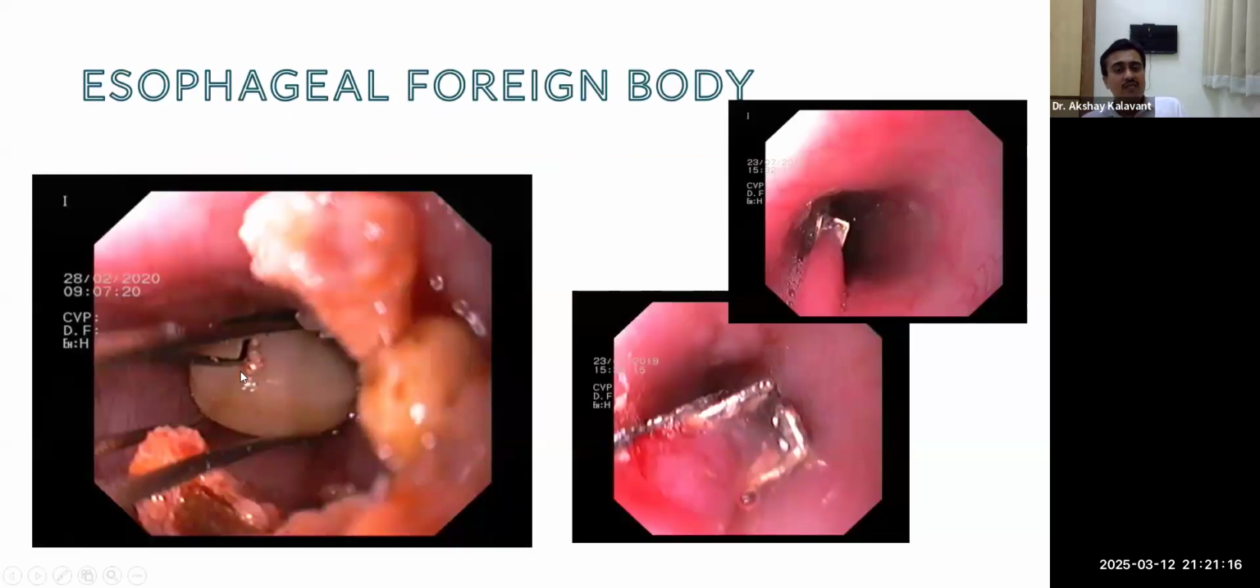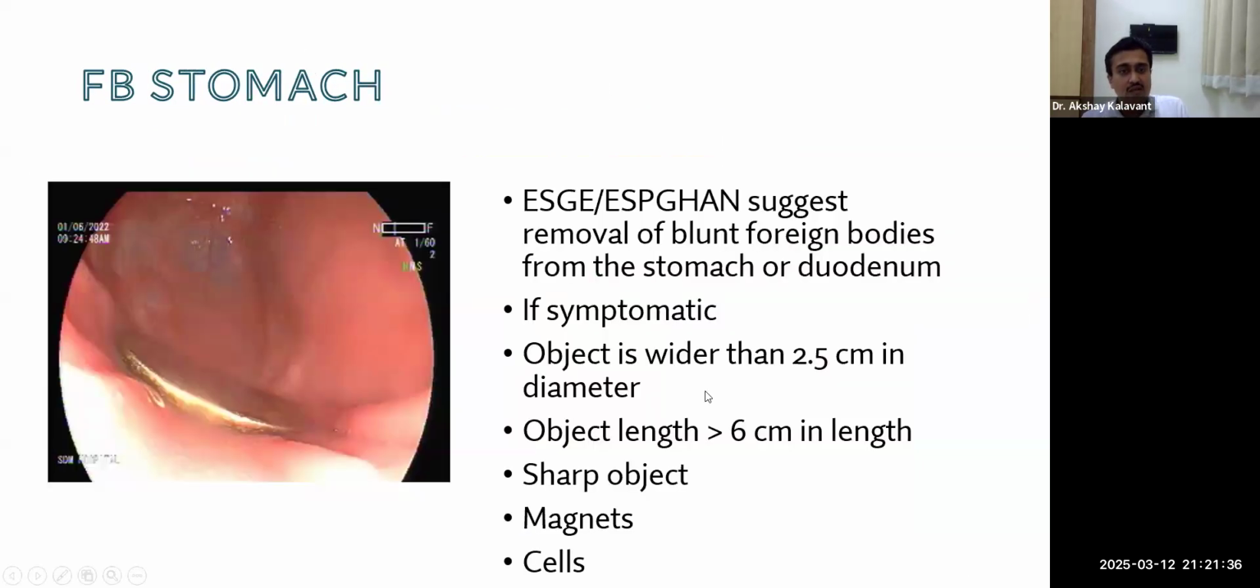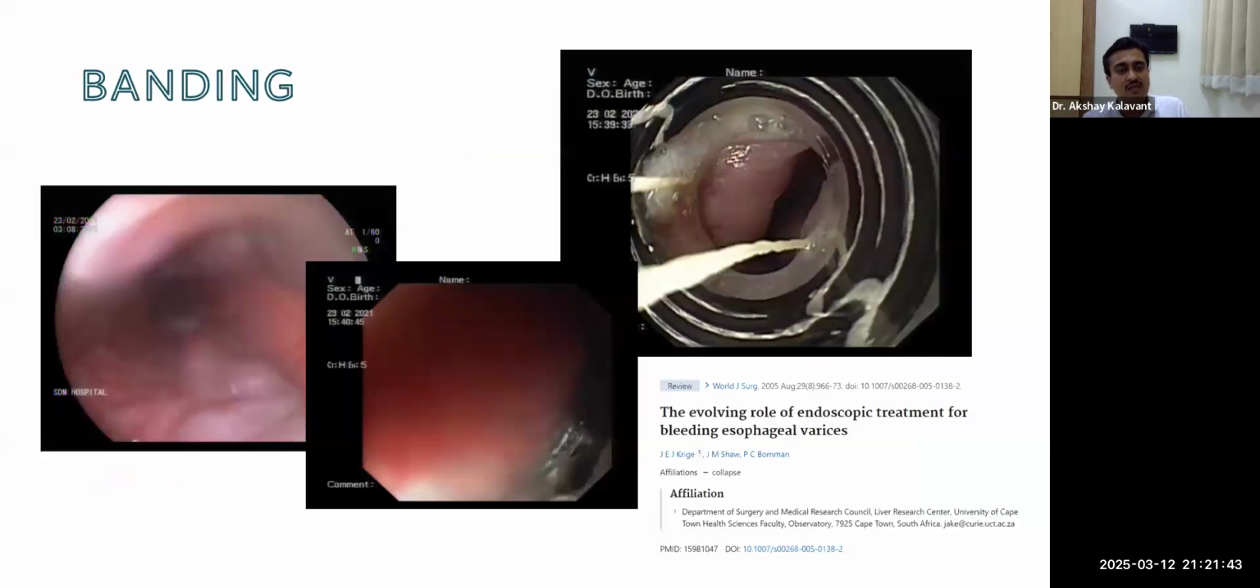follow-up. Now this is again the use of different gadgets. This is a zip which was stuck in the esophagus, which was removed with the help of a snare. In fact, this is a snare for taking out solid foreign bodies. So here we used first a biopsy forceps followed by a snare to take out the zip. This is a foreign body in the stomach which was reluctant to go into the pylorus. After 3 weeks we took out the foreign body. Even banding is not a very difficult job.